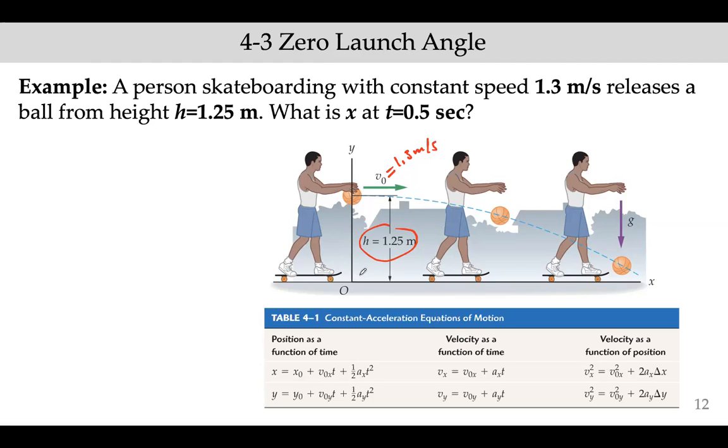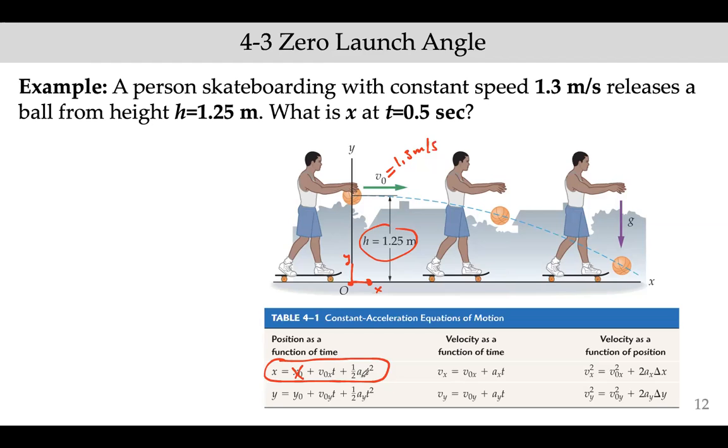So the coordinate system is already put here, so we will use this coordinate system. The origin is here, so that's x, that's y. To calculate the distance in x, we will look at this equation. Okay, now if you take this coordinate system, you can see that the initial position x0 is actually 0 with respect to this coordinate system, so this is gone.